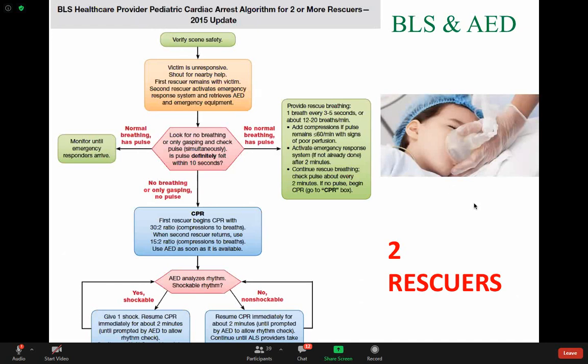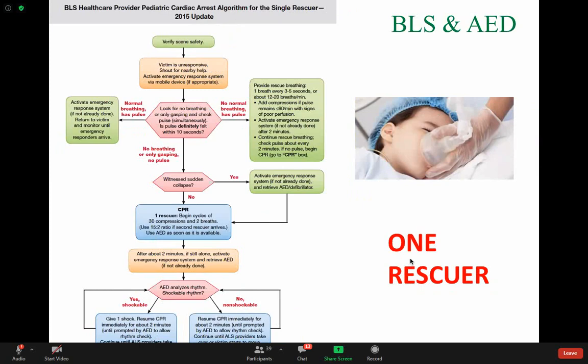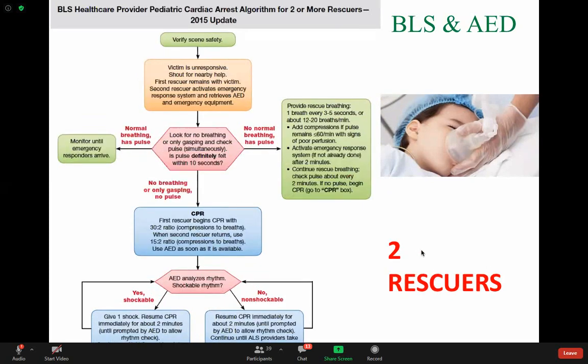Now we're going to pediatrics. Pediatrics is almost the same as adults with a few differences. I think the main thing you need to know is how many rescuers are involved. Here we're talking about 2 rescuers in pediatrics. Later we're going to talk about 1 rescuer. 2 rescuers means that there are 2 persons doing the resuscitation or the CPR, and 1 rescuer is that you're by yourself doing the CPR.